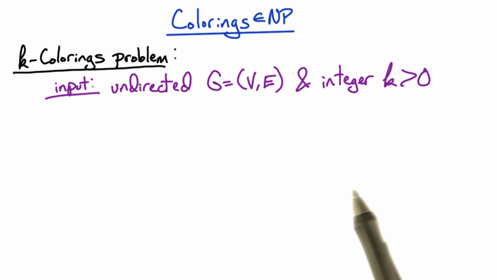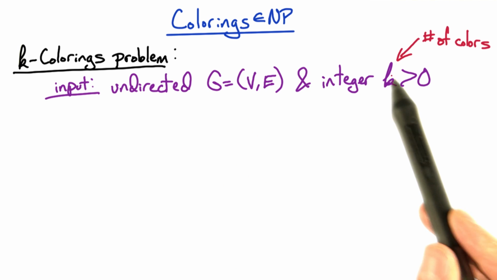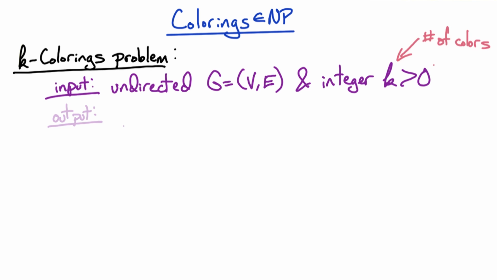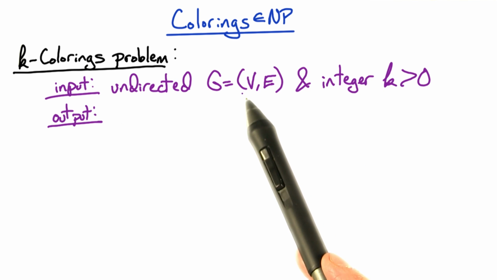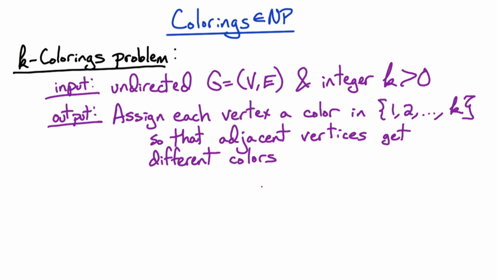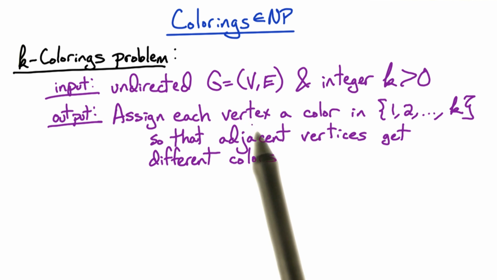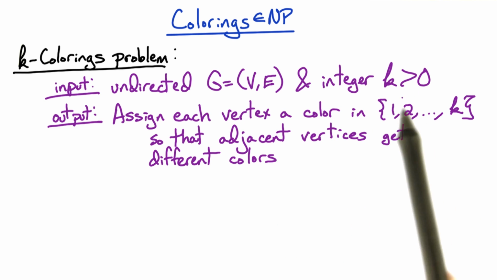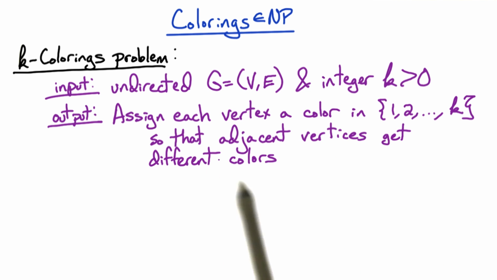Now the input to the problem is an undirected graph G and an integer k. K is the number of colors in our palette. Our goal is to assign colors to the vertices so that neighboring vertices have different colors. So if there is a proper coloring, we're going to output an assignment of colors to the vertices. Each vertex is going to get a color between 1 through k. These are the names of the colors. And this is a proper coloring if adjacent vertices get different colors.